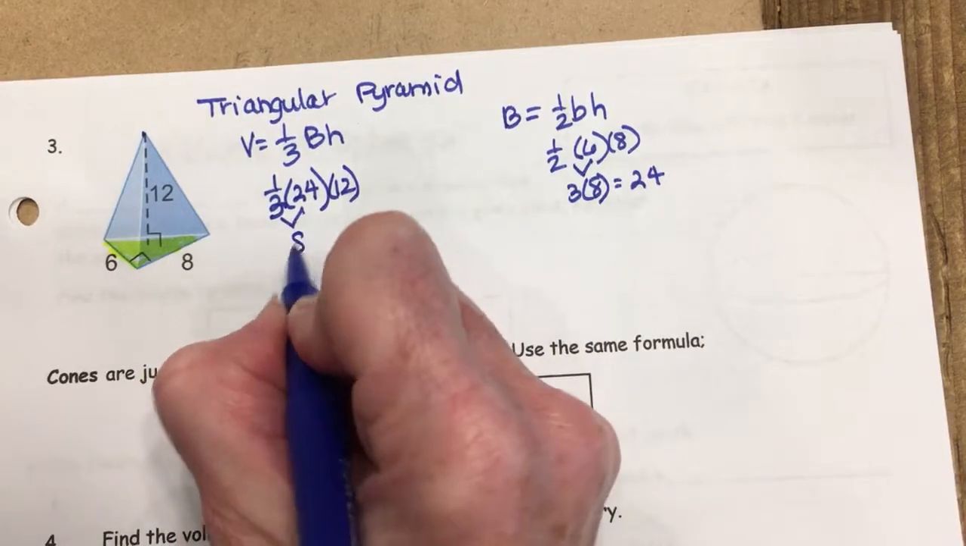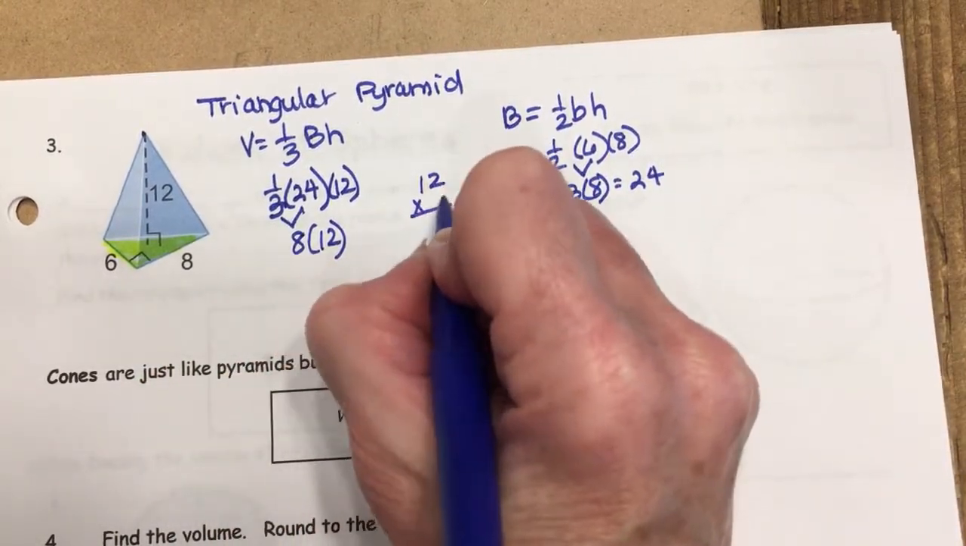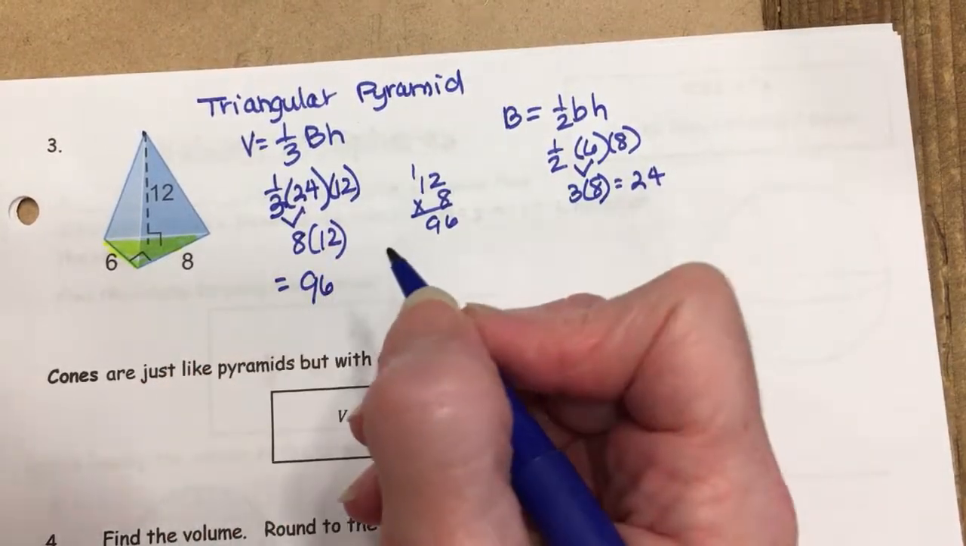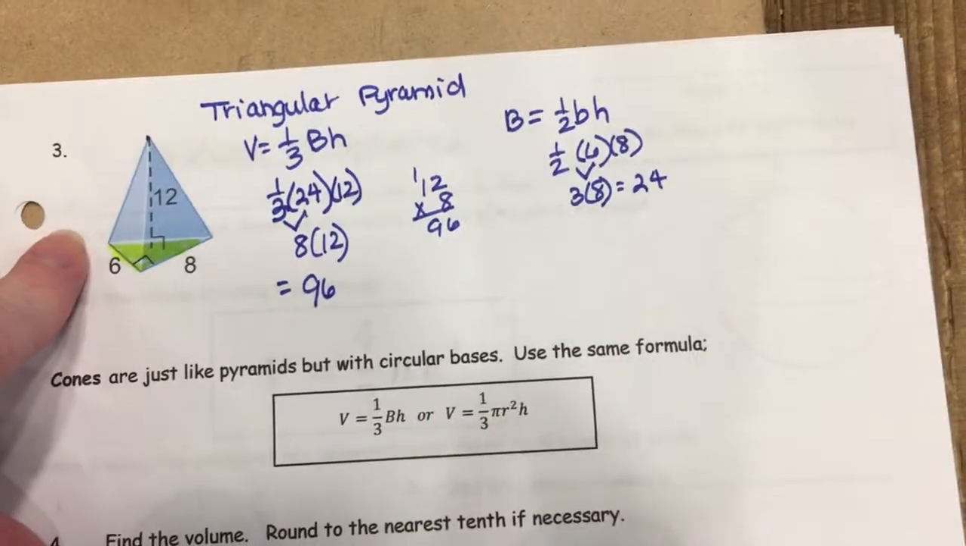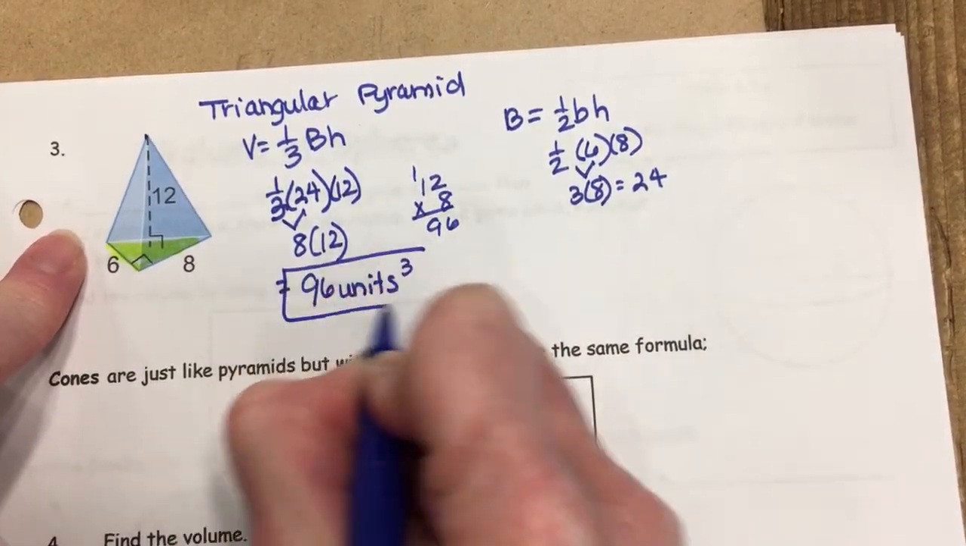That gives me 8, and then times 12. So if you don't know 8 times 12, shame on you. You should. You can multiply it as 96. And then they didn't give me any units on this one, so I'm just going to write units cubed.